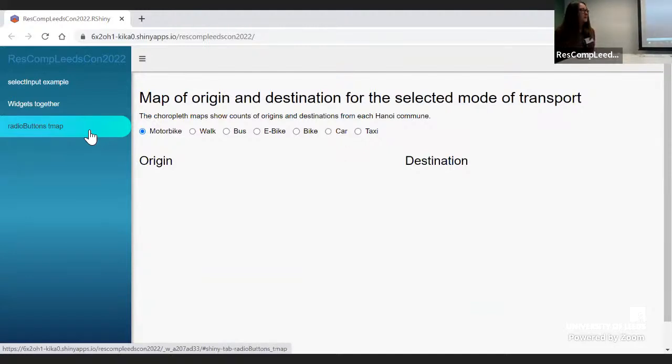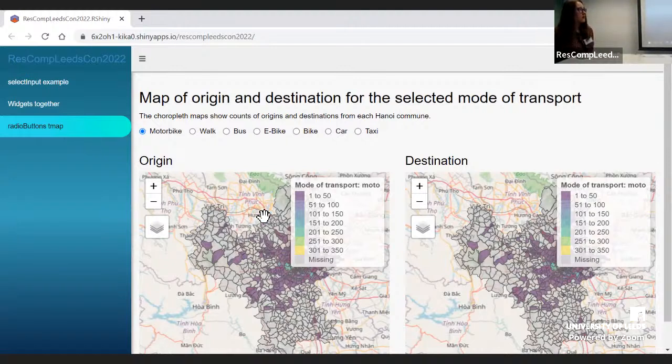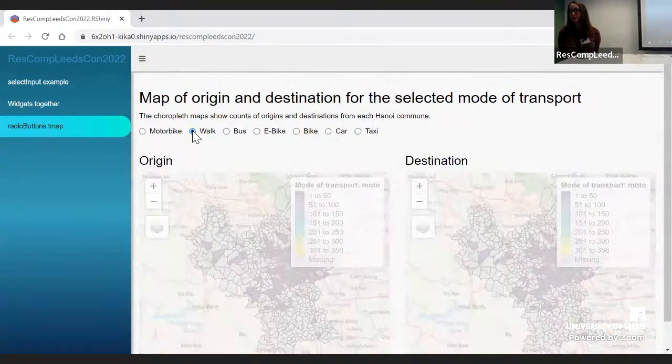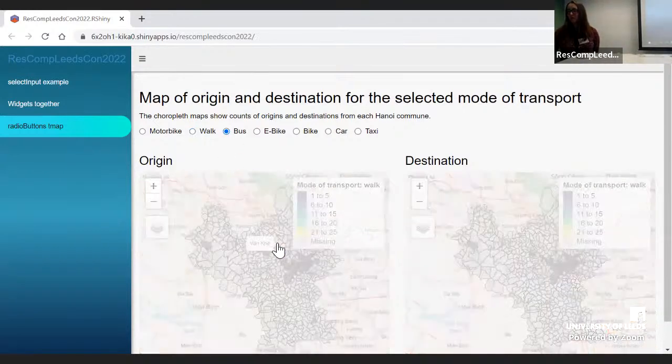And the third tab, it will load in a few seconds. It shows 2 theme maps. And these are 2 color flat maps that show the counts of origins and destinations that were recorded in the trips in the survey. And this can be filtered by mode of transport. So we can see which communes have the most origins and destinations of each mode of transport, which is a useful way to visualize and examine the survey data.